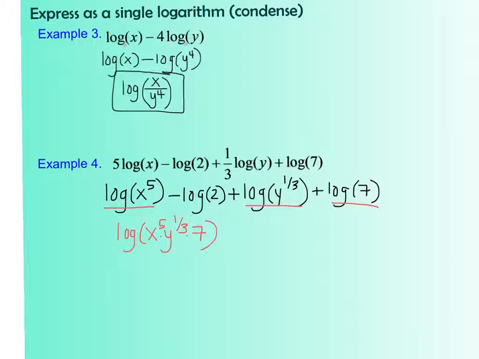And then we still have this minus log 2. So now subtraction is the same as writing this as a quotient. So what we really have is log of a quotient, where this first piece here is the numerator. Again, I'm going to just switch the order so it looks nicer. And then this second piece here is the denominator. So over 2. And now we've condensed that to a single log.